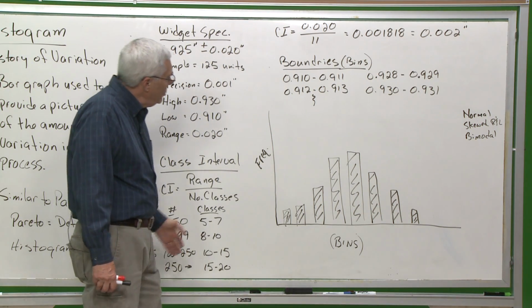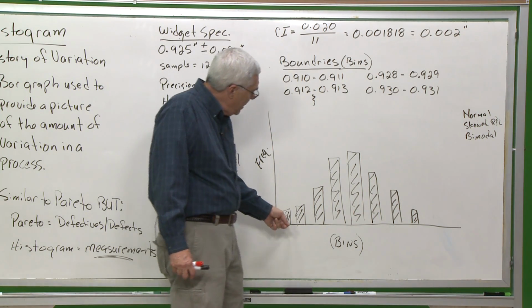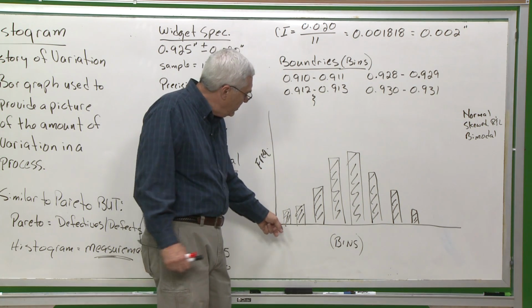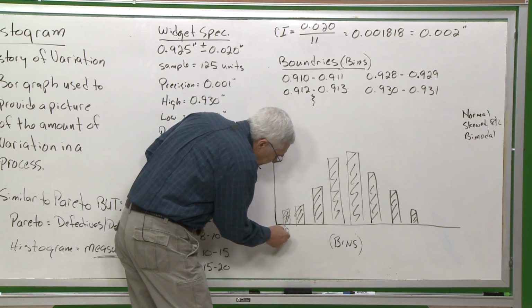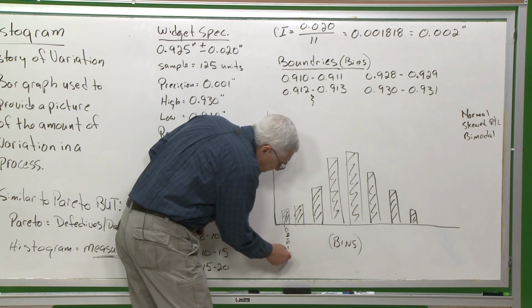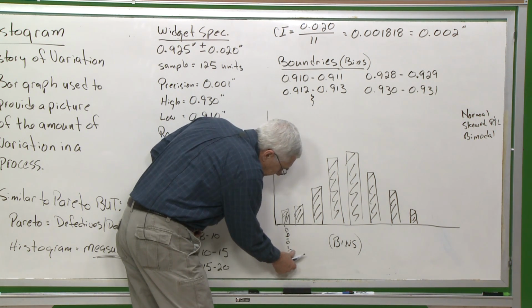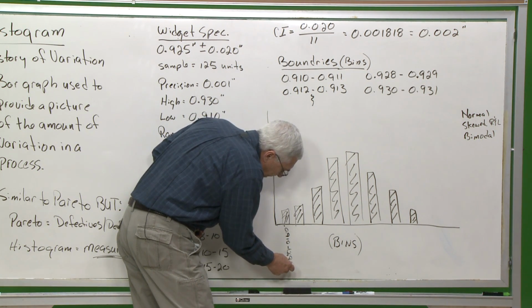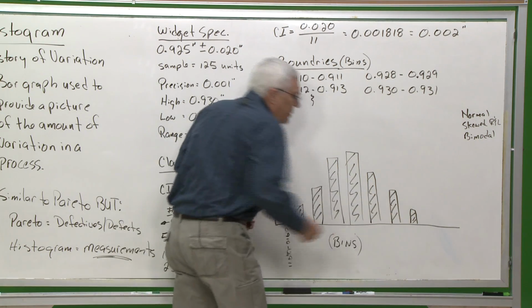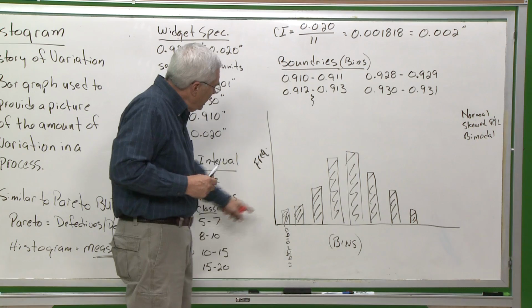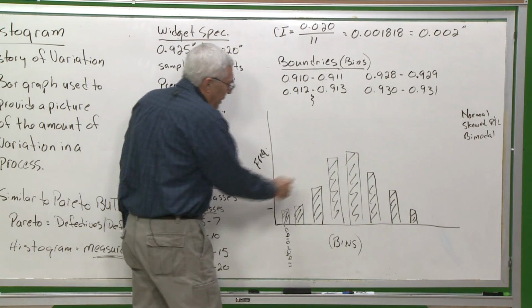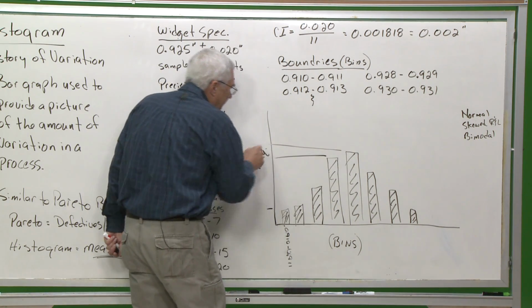So now I'm going to show my measurements, or my bins, along the x-axis. I'm going to show that the first one was 910 to 911, and on down the line. I don't have 11 bars here, but I know what each one is. And this is how many I had in that range. Here's how many I had in that bin. Here's how many I had in that bin.